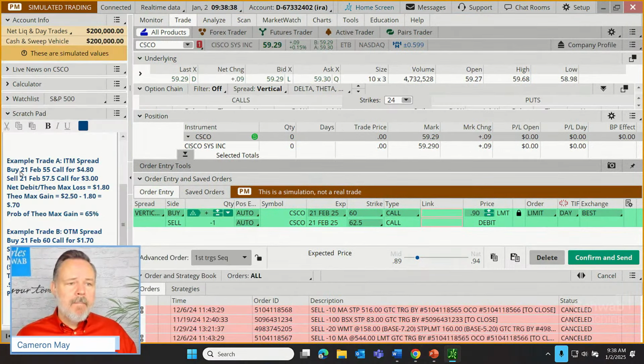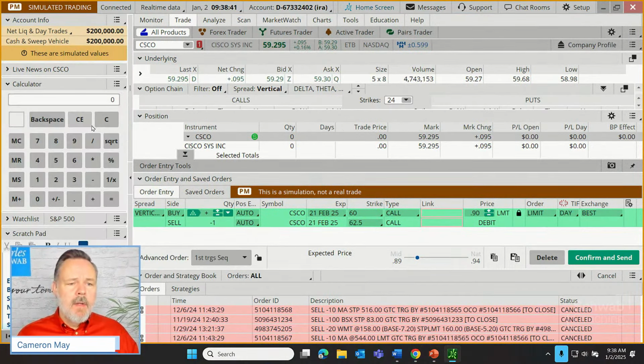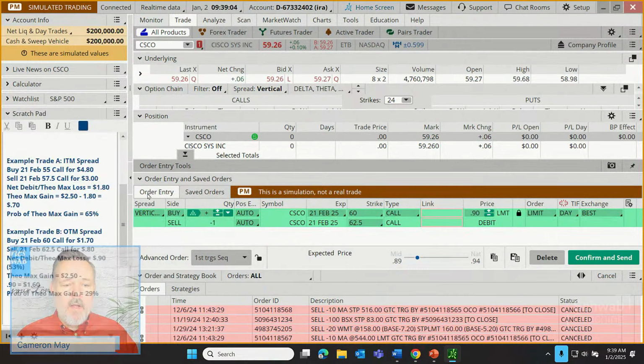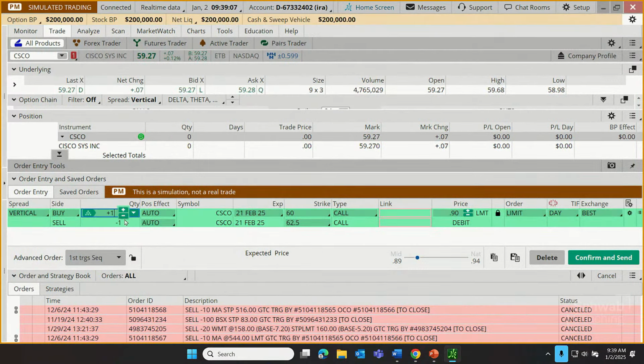Let's get out our calculator. Let's go $4,000 divided by 90 bucks. It's 44 contracts. Now, I hope you're doing the math on this. That's an obligation to sell 4,400 shares at 62.5, but we also have the right to buy 4,400 shares at 60 bucks. So we're going to do 44 contracts on this trade. There we go. We'll see if we can get in for 90 cents.